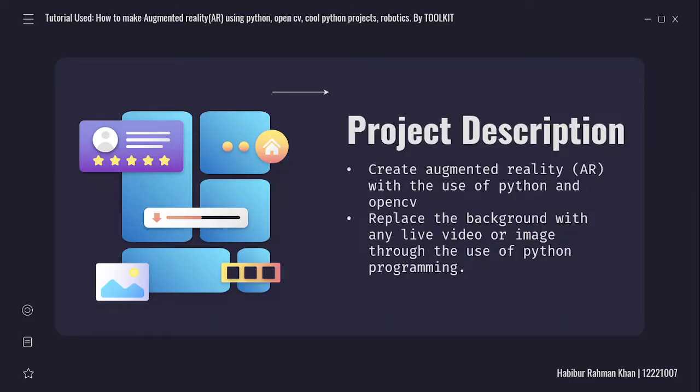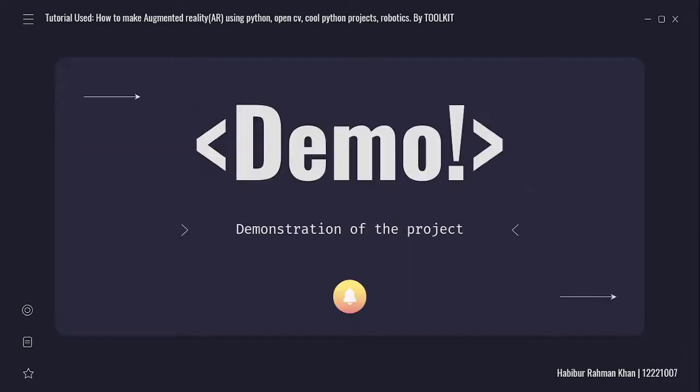First of all, a bit of description about my project. I have tried to create an augmented reality with the use of Python, whereas it replaces the real-time background of my video with another video that I have inputted. So that means a live video would be playing in the background and I can also be seen there with the video, but my real-time background won't be seen. So just a demonstration of what I mean.